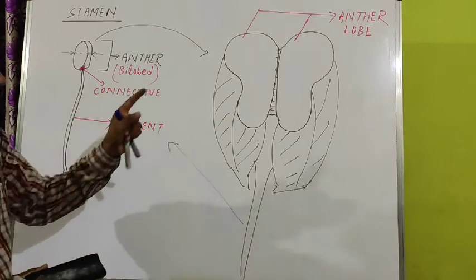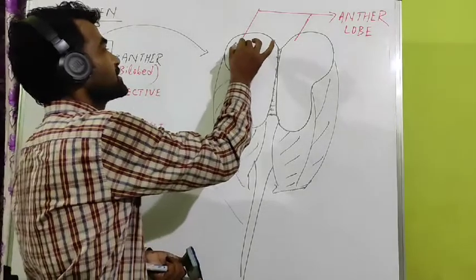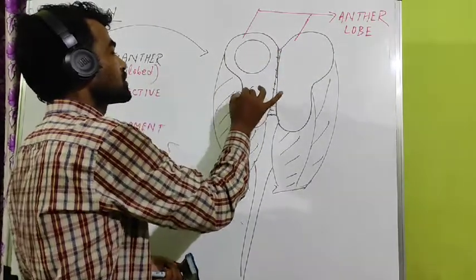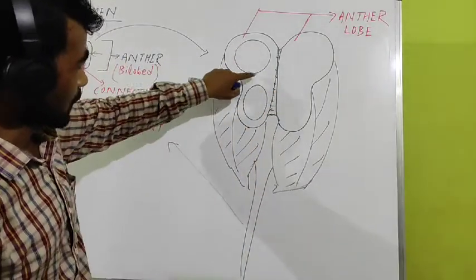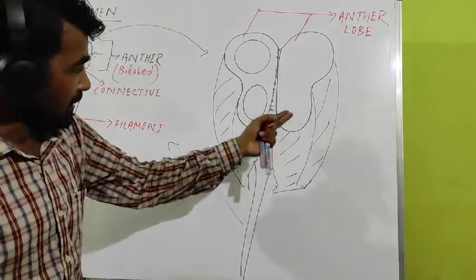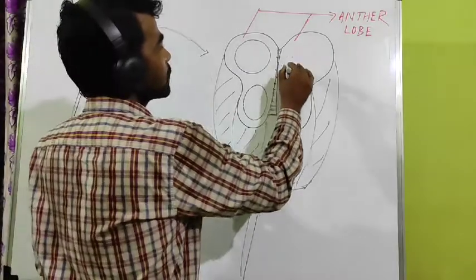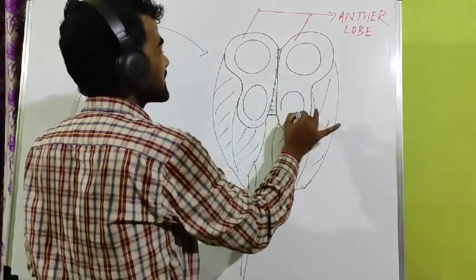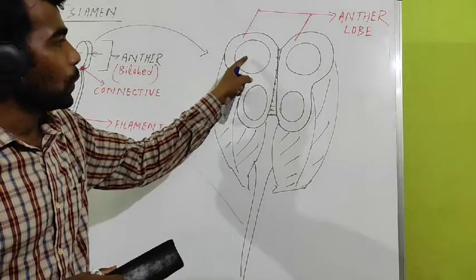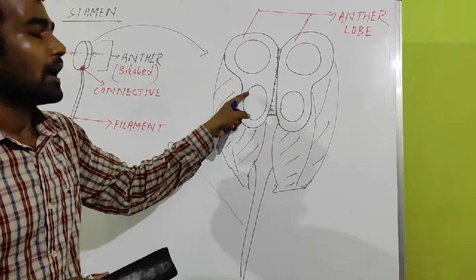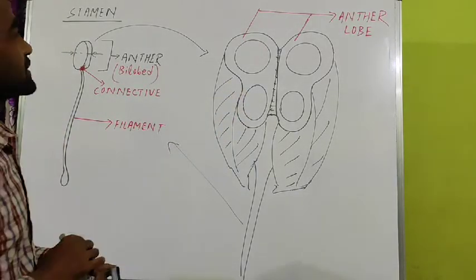But if you enter inside each lobe, there are some circular structures, two circular structures in each lobe. After cutting, you find a circular structure in this side, another circular structure in this side and in this side. So if you look carefully, in each anther lobe there are two structures, and these structures are called as a microsporangium. क्या बोलते हैं इसको?